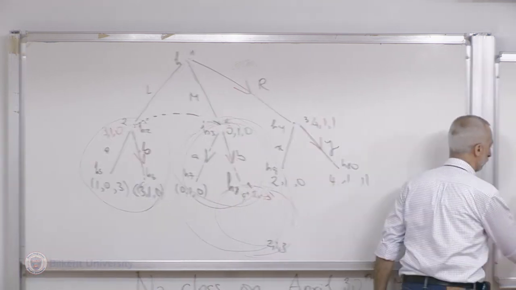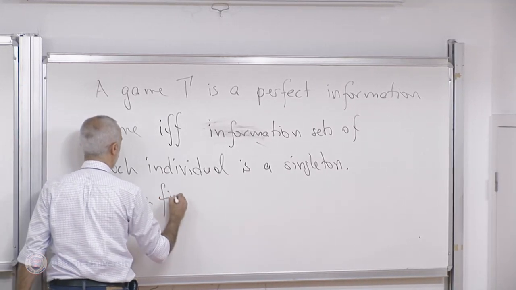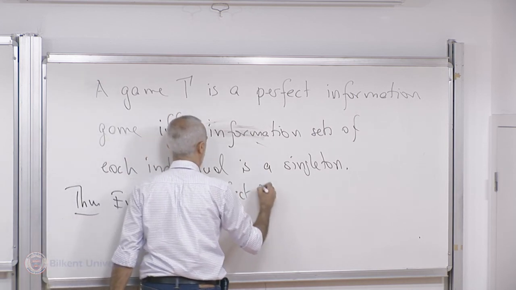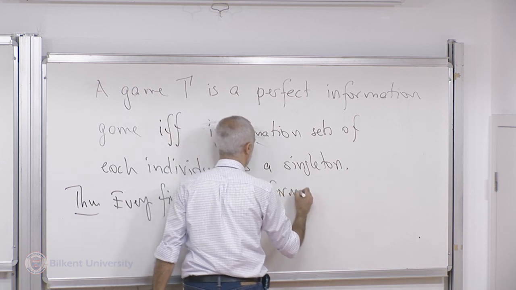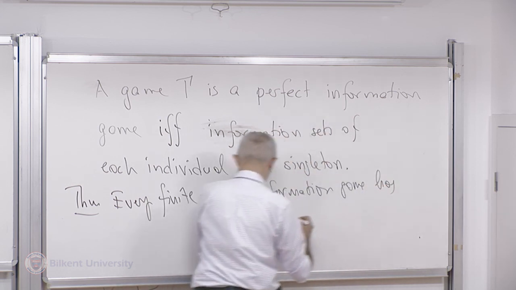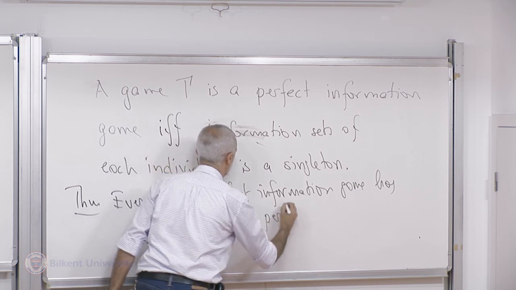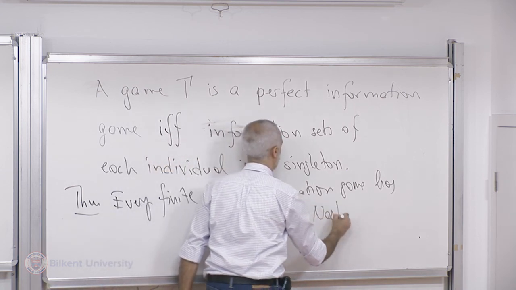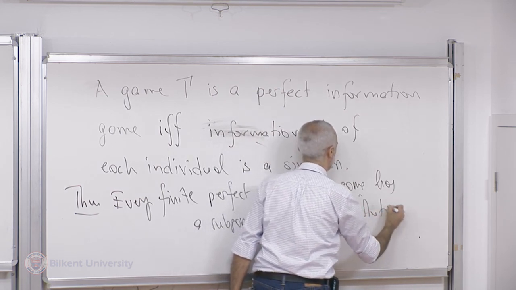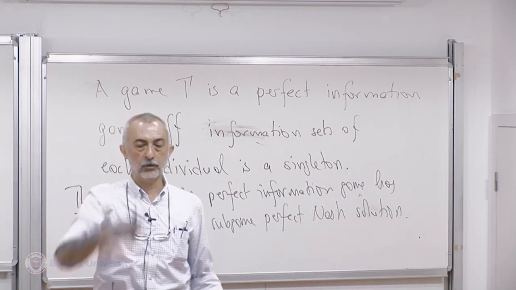So the theorem: every finite perfect information game has a subgame perfect Nash solution, which can be found by using this backward induction method.